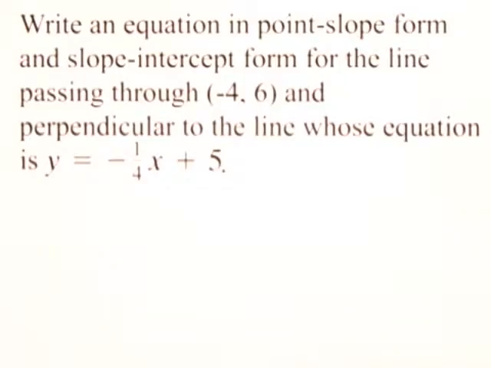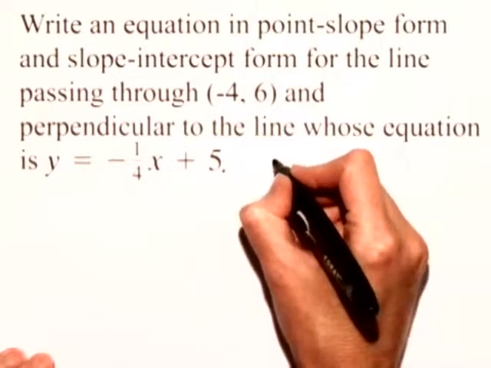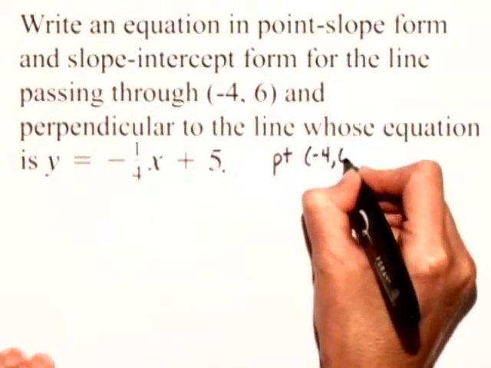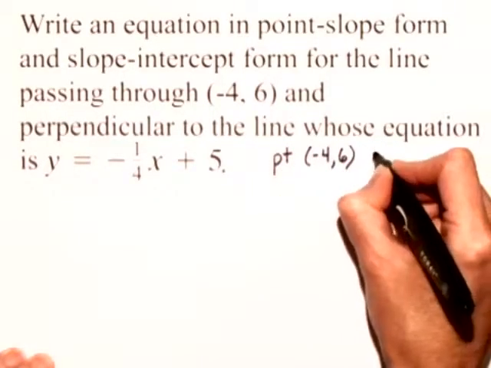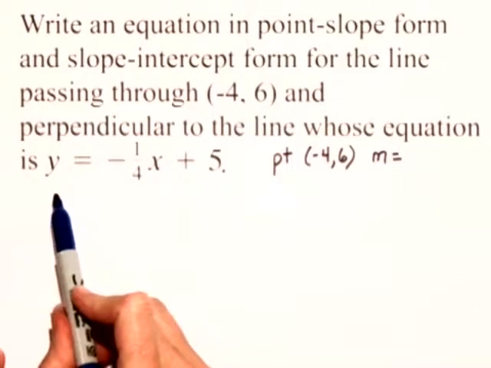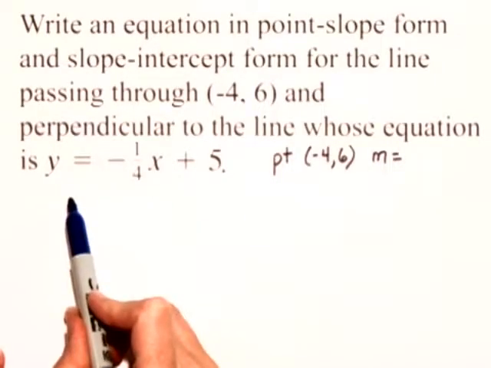Well, remember, anytime we want to come up with an equation of a line, if we have a point, which we do, (-4, 6), and if we also have a slope, we can use the point-slope form and come up with the equation of that line. But we don't have a slope yet. All we know is that we want our line to be perpendicular to the equation of this line.